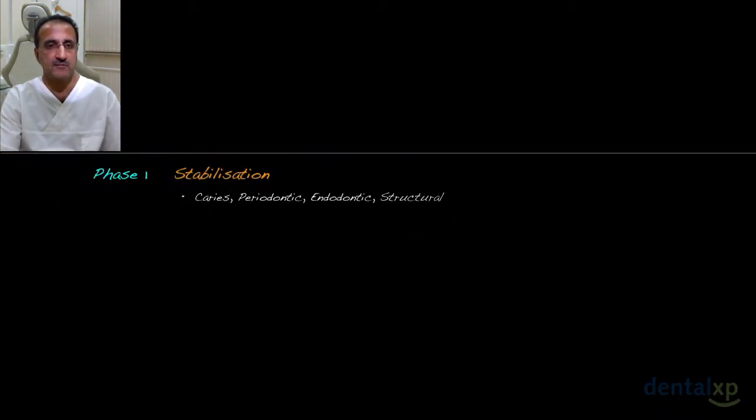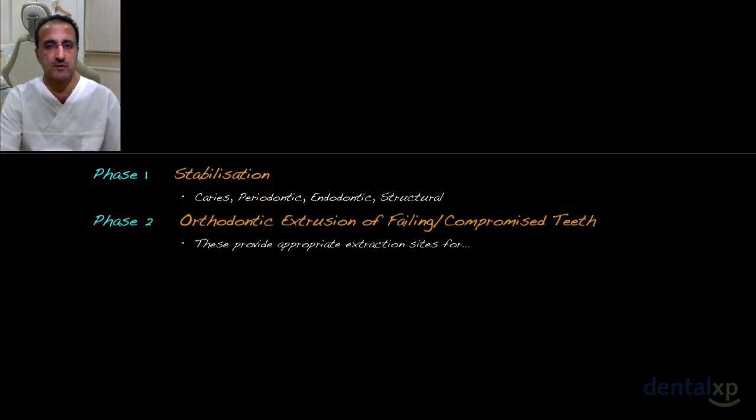The protocol again, stabilizing phase 1, carrying out extrusion of the failing or compromised teeth. Of course, if the teeth were maintainable, we could then even just restore the teeth and keep the teeth. But we felt in these cases that the patient's teeth were not stable enough to maintain, as they were very mobile.